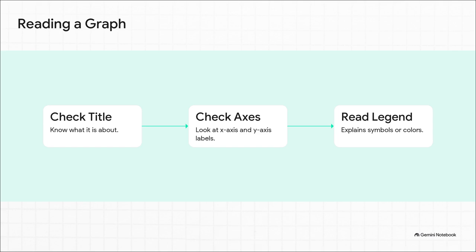Step 2, look at your labels. That horizontal line across the bottom is your x-axis, which usually tracks time or categories. The vertical line going up the side is your y-axis, usually measuring the amount or percentage. And step 3, check the legend. This is the little key on the side that explains what the different symbols, lines, or colors actually mean. Do not skip these steps, or you'll just be lost in a sea of numbers.